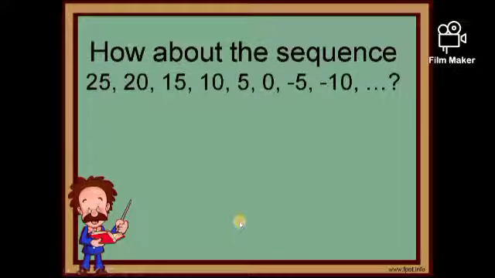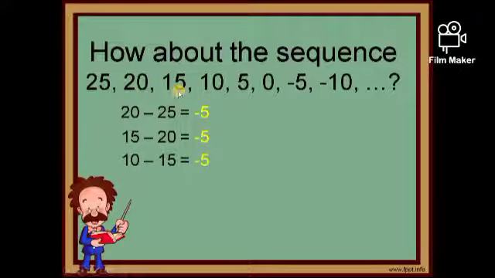Now, how about the sequence 25, 20, 15, 10, 5? Do you think it is an arithmetic sequence? If you say yes, then you are correct. Let's see why. 20 minus 25 is negative 5. 15 minus 20 is negative 5. 10 minus 15 is negative 5. 5 minus 10 is negative 5. Obviously, all differences are negative 5.